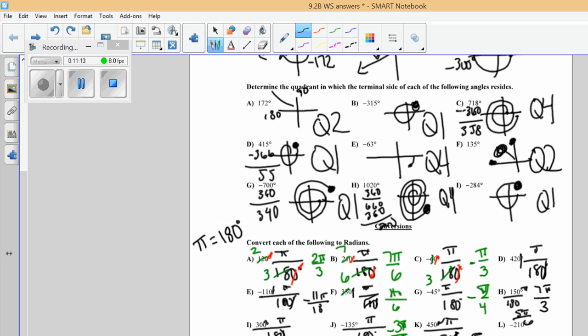Last but not least is 210 with a pi over 180. The zeros and the degrees cancel. You get 21 over 18. That is negative 7 pi over, I'm having a brain thingy, 6. Okay, this is how we do these.